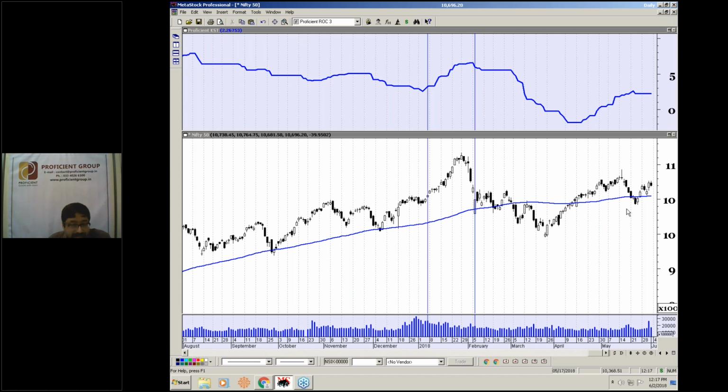We constructed KST from the ROCs. Then we combined all these ROCs into a single KST, and we even made that KST more sophisticated, to create trading signals by a combination of a moving average and the slope of the KST.